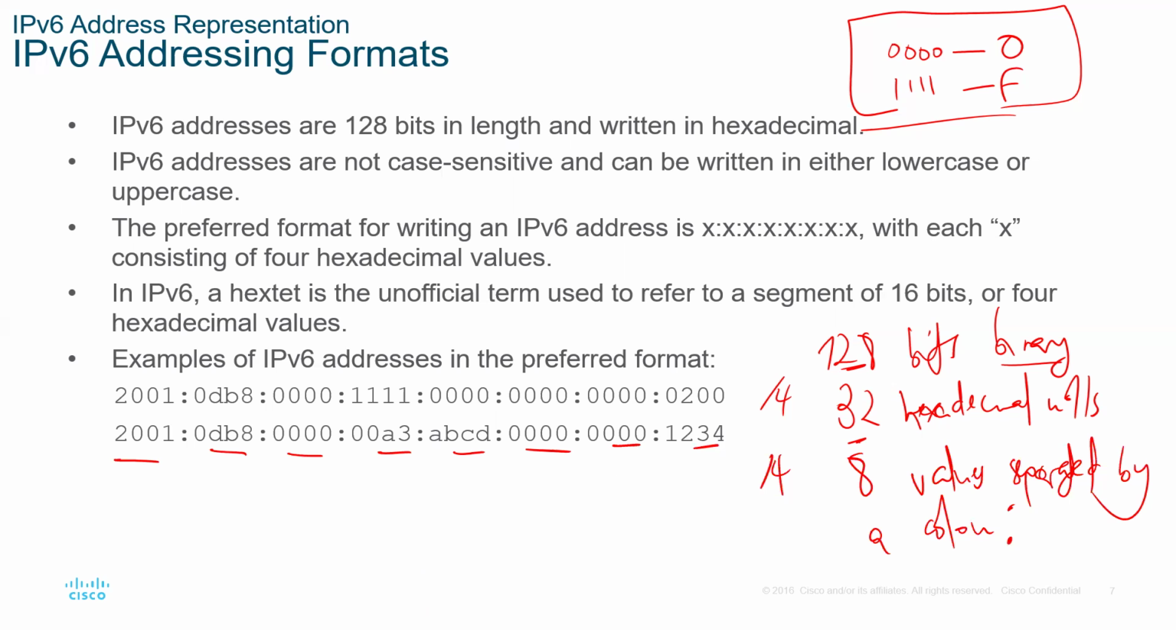So what we have with IPv6 is 128 bits, which gives 32 hexadecimal numbers, 1, 2, 3, 4, 5, 6, 7, 8, up to 32. These are the 32 hexadecimal numbers. Then they are grouped in 8 groups of 4 hexadecimal numbers, separated by a colon, and this is how the address is represented.